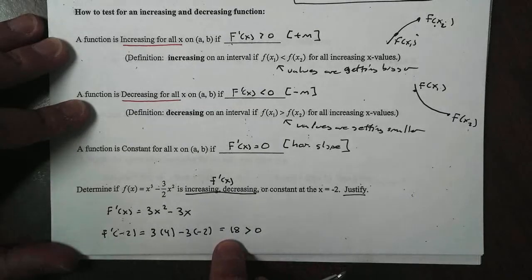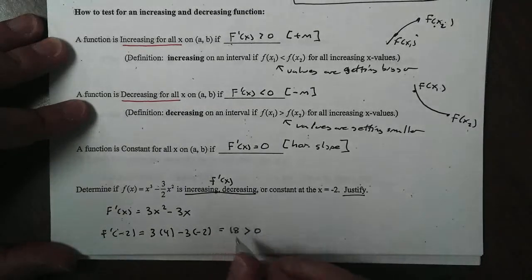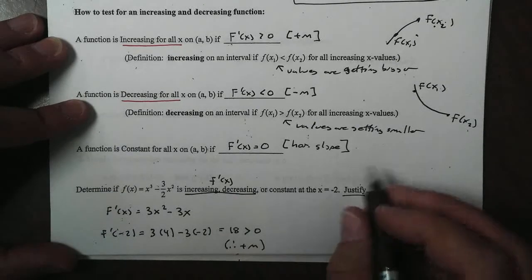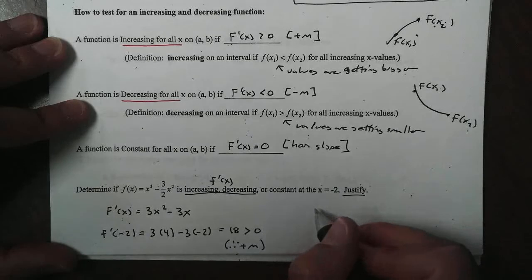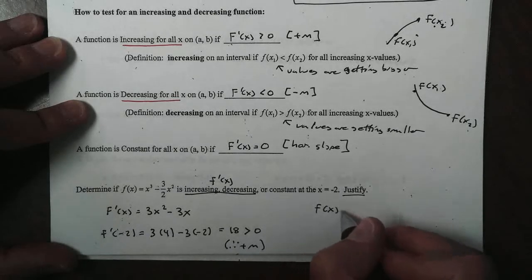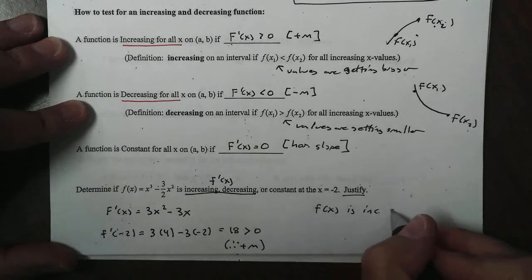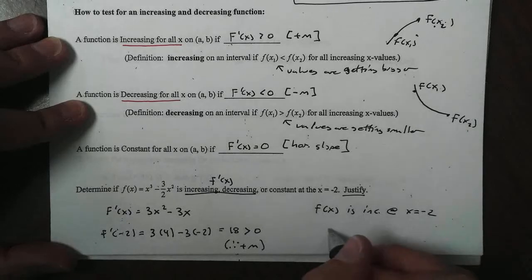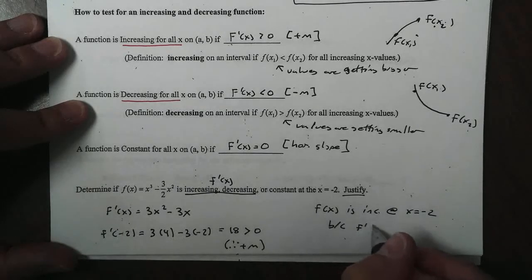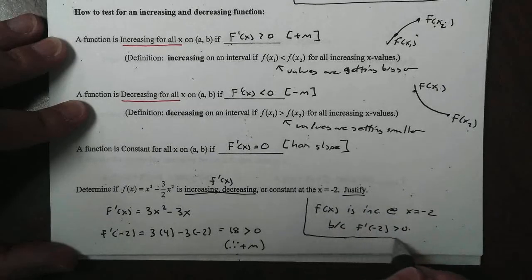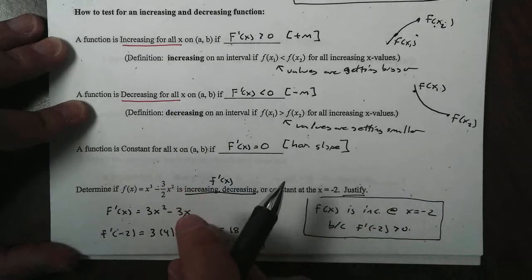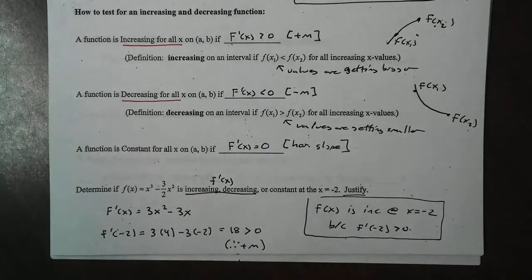So my slope here is greater than 0. That means it's a positive slope. So we know that this function is increasing. And that's what we're going to say. f of x is increasing at x equals negative 2 because the derivative at negative 2 is greater than 0. And that's what you can write for your answer. Show your work, write your answer. All right, go to part 2, and we're going to take a look at some other examples. I'll see you soon. Bye.